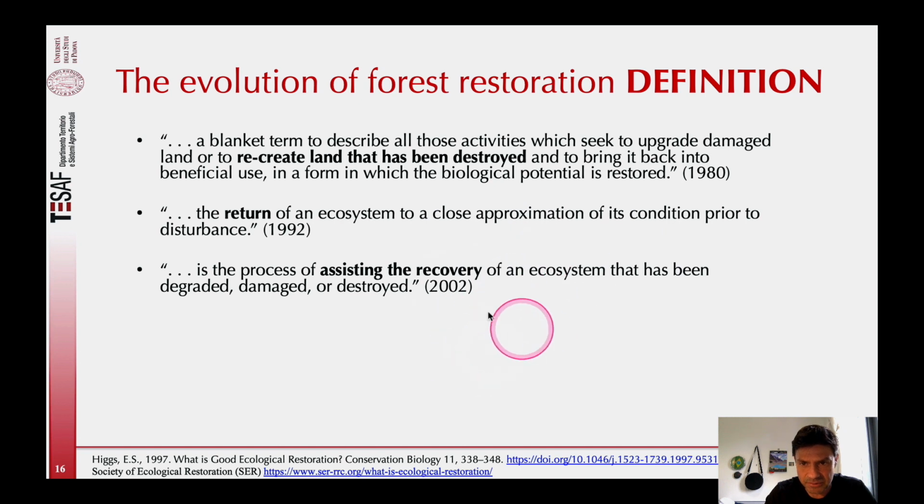It was a process to assist the recovery of the ecosystem that was degraded. Here we can see that, okay, maybe it's not possible to recreate the same combination of species, the same structure of the forest, the same biomass, the same relationship between fauna and flora, but sometimes maybe it's possible to assist the process of recovery of a degraded or damaged ecosystem.